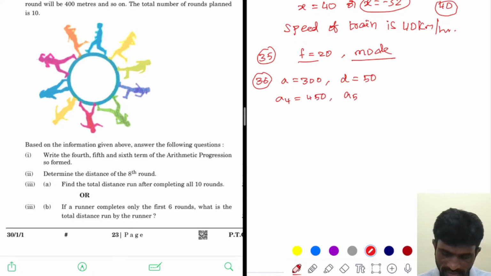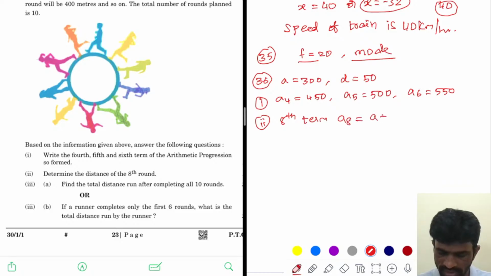A5 is what? 500. A6 is what? 550. Now this is the first question. Second question: they are asking to find the eighth term. How do we find A8? A8 is a plus 70d, that means 300 plus 7 into 50. So which is 300 plus 350, 650. Not so difficult.